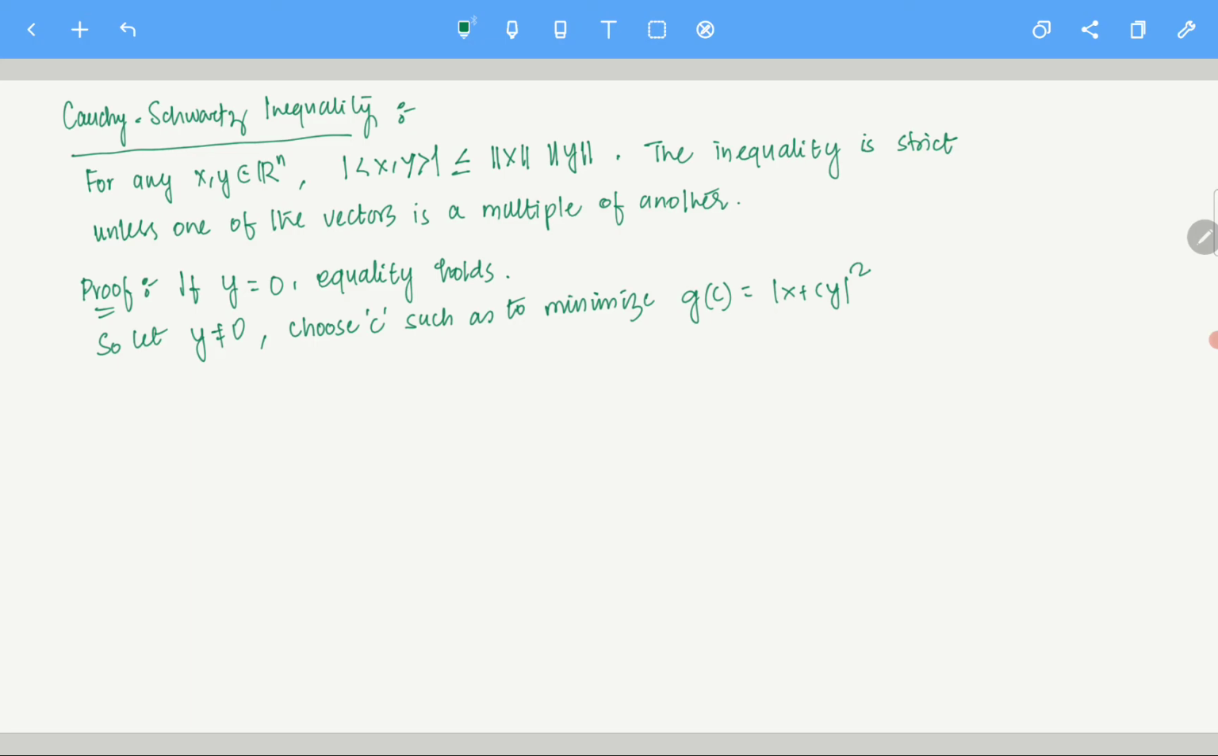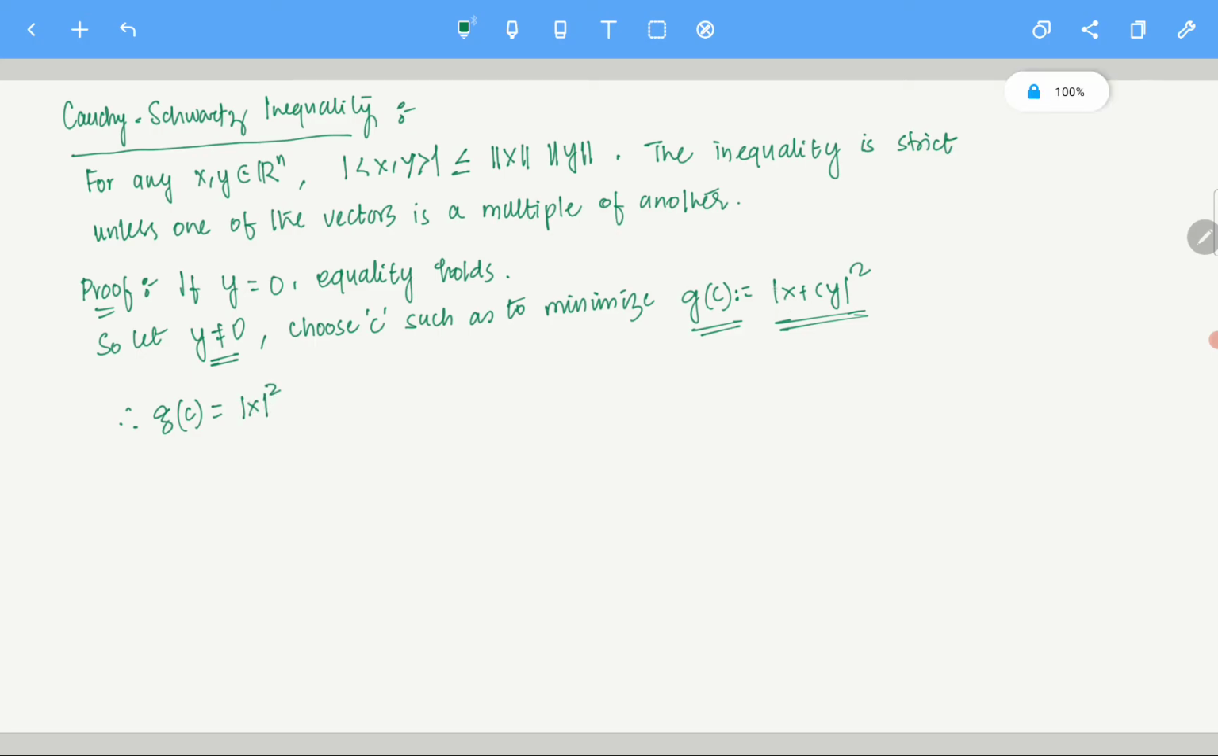What I am trying to do is this. Essentially, I chose y non-zero, and I have defined a new function. Define a new function g of c, which is given by this particular thing. So if you do that, see what is g of c.